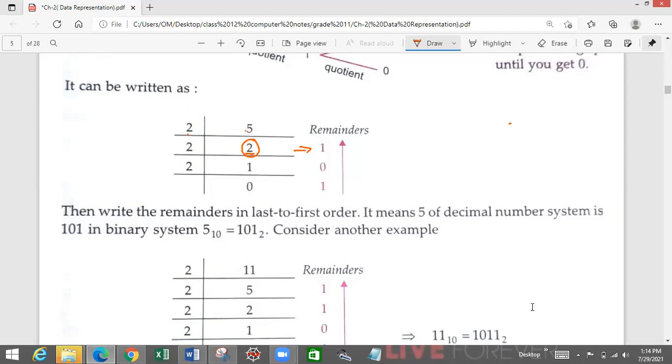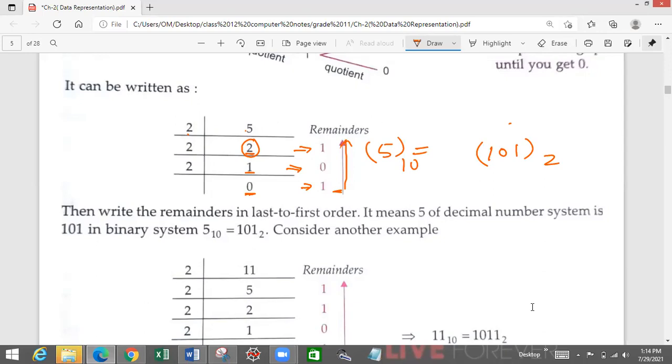After that, again I am dividing this 2 by the base. Now the quotient will be 1 and the remainder will be 0. Further, you can divide 1, and it will be divided 0 times and 1 will be the remainder. Now we will write the number as 1 0 1. We will start from here and write 1, 0, 1. So 5 in decimal is 101 in binary.